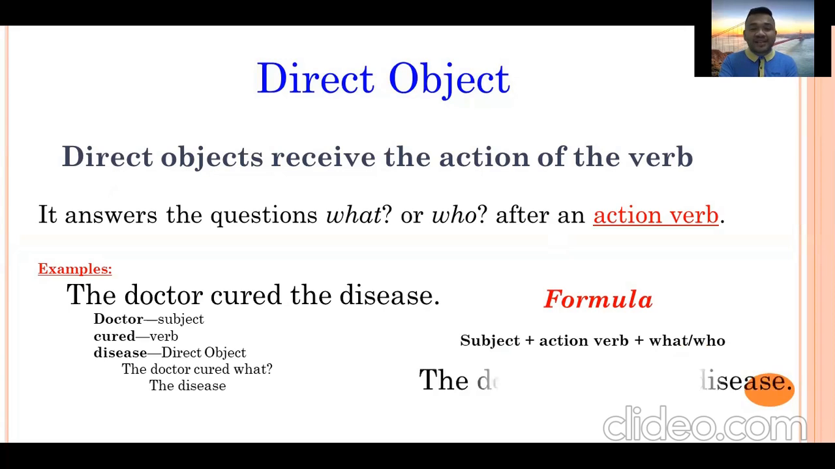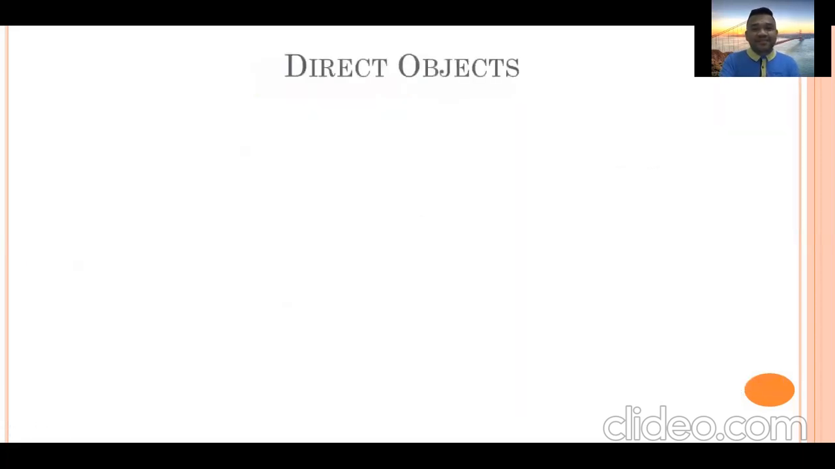Say for example, we have the doctor cured the disease. I'm using the same sentence as the first one here. We have our subject, the doctor. We have our action verb, cured. And cured what or who? Cured what? The disease. So therefore, the disease here is the direct object. Some more examples.